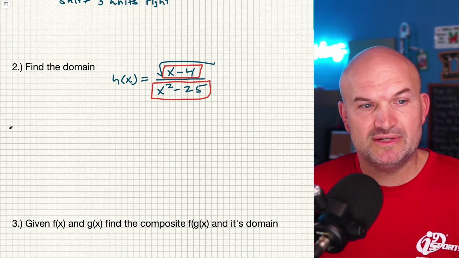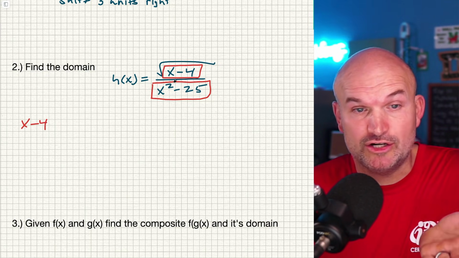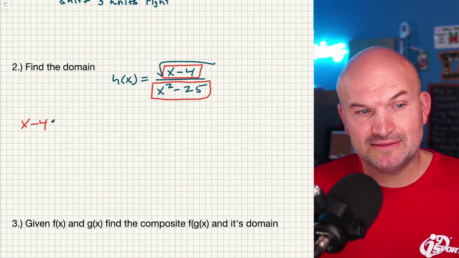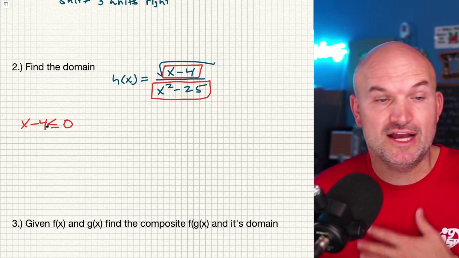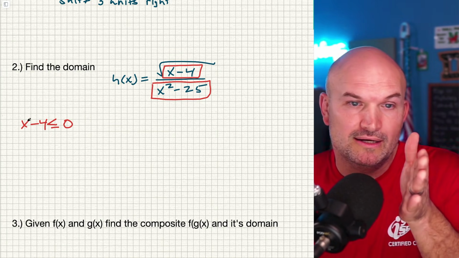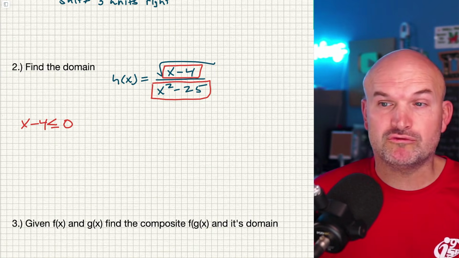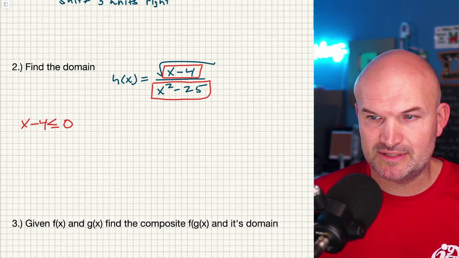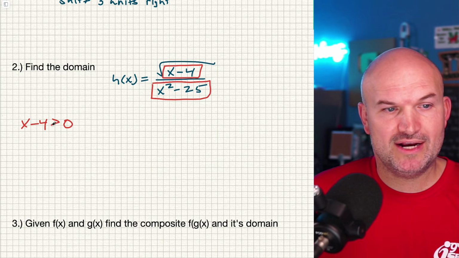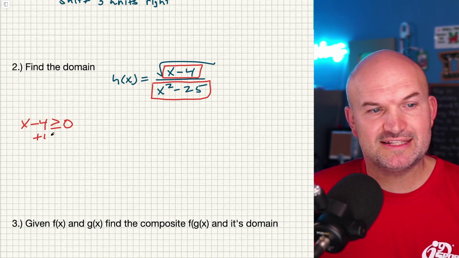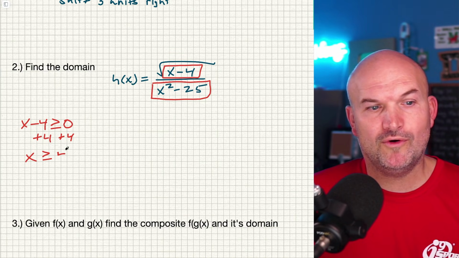So we know we cannot take the square root of numbers that are less than 0. So what I'm going to do is take the quantity under my radical and set that greater than or equal to 0, because I need to identify all the values that work. Wait, no, that needs to be greater than or equal to 0. Jeez, Mr. McLogan, come on. These values need to be greater than or equal to 0. Then I can simply solve this, plus 4. x has to be greater than or equal to 4.